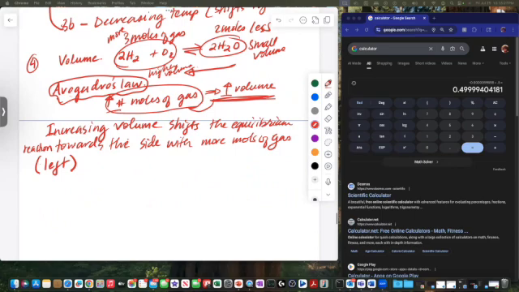And look at one last concept. Of course, doing the opposite, right?